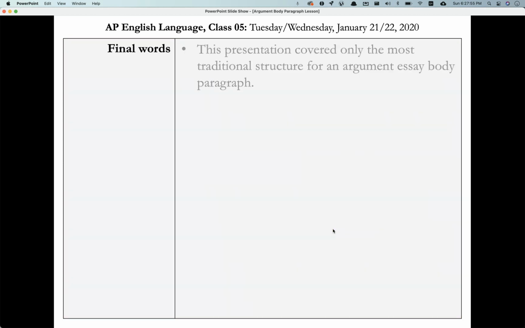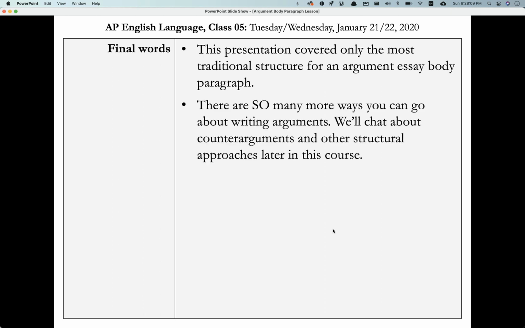All right, last words here. This presentation covered the most traditional structure of an argument essay, right? Essentially the 5-paragraph essay. There is so much more that you can do with an essay than just this structure. We're going to talk about counter arguments in the synthesis unit. Between now and the synthesis unit, we will also talk about some other approaches that you can take that are modifications of this basic structure, and that will allow you to be even more flexible a writer in this genre.